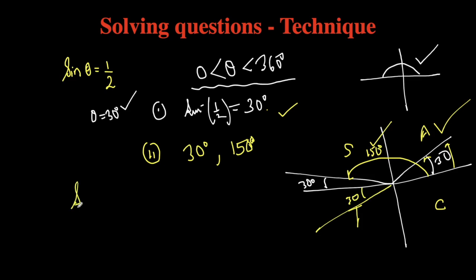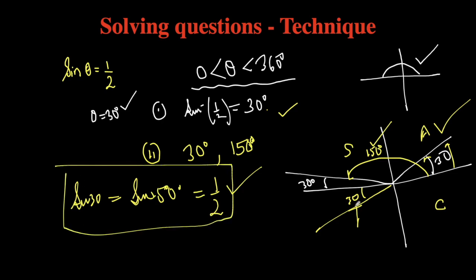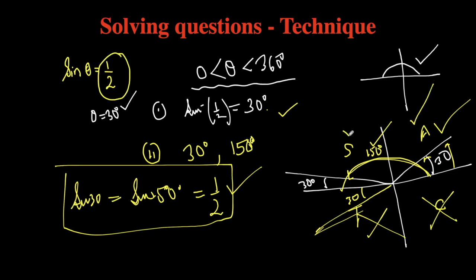So I can write here sine 30 degrees is equal to sine 150 degrees, and that is equal to half. Now if somebody says this is also a reference, and you can write 180 plus 30, which is 210, but in the third quadrant your sine is negative, so you don't have to consider this. In the fourth quadrant your sine is also negative, but the number given here is positive, so you just go for the first quadrant and the second quadrant, and you have solved the problem.